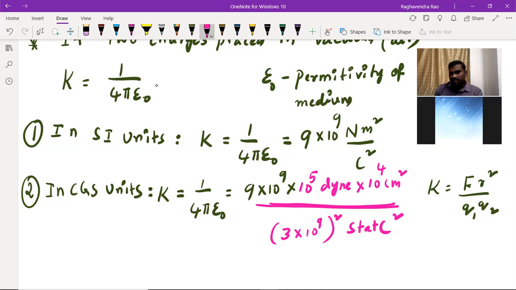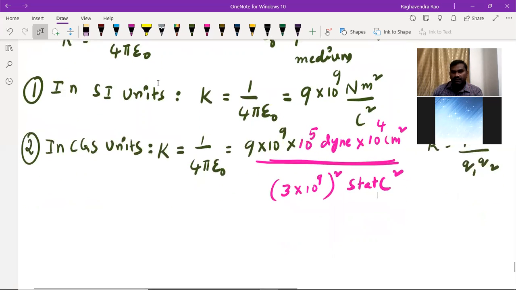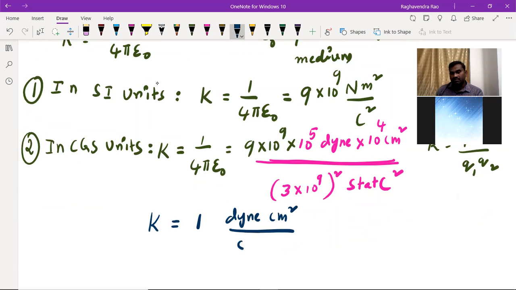Now you see this is 9 into 10 to the power of 9, 10 to the power of 5, 10 to the power of 4, which gives 9 into 10 to the power of 18. Now this is 3 square, 9, into 10 to the power of 9 into 2, which is 18. So 9 into 10 to the power of 18 in numerator and denominator will get cancelled. Then we can write the value of K is equal to 1 dyne centimeter square by stat coulomb square.